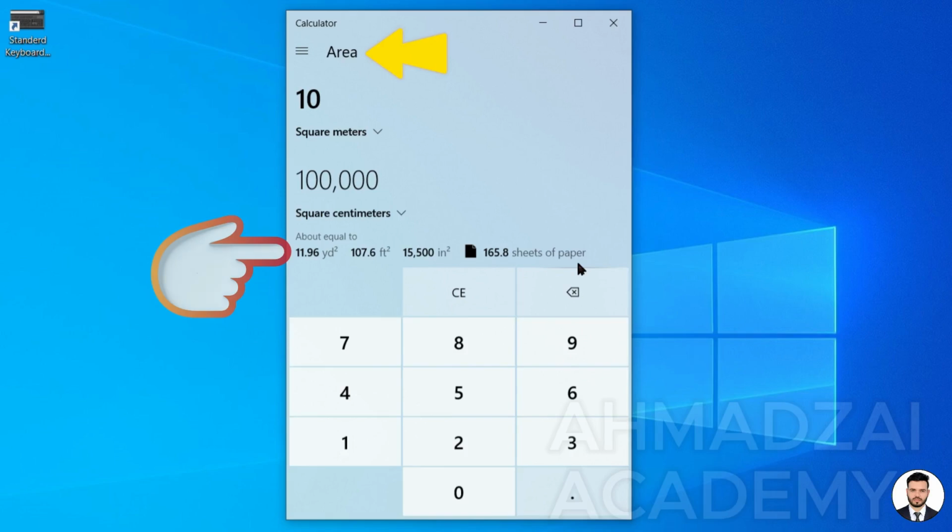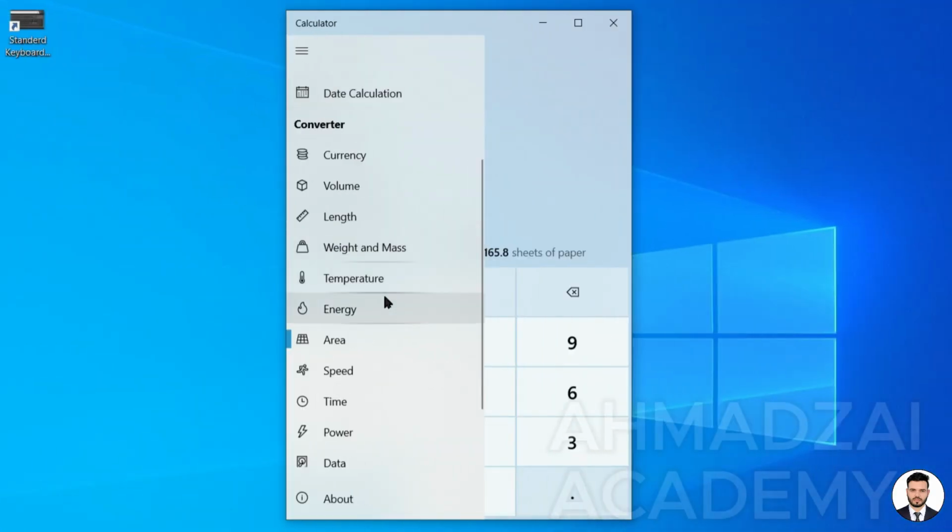Even paper sheets are calculated by number of sheets. If we stack one of the A4 sheets on top of each other from this area, it would be 165 sheets. If we lay them out, that's how much space it would take up. It becomes 10 square meters.